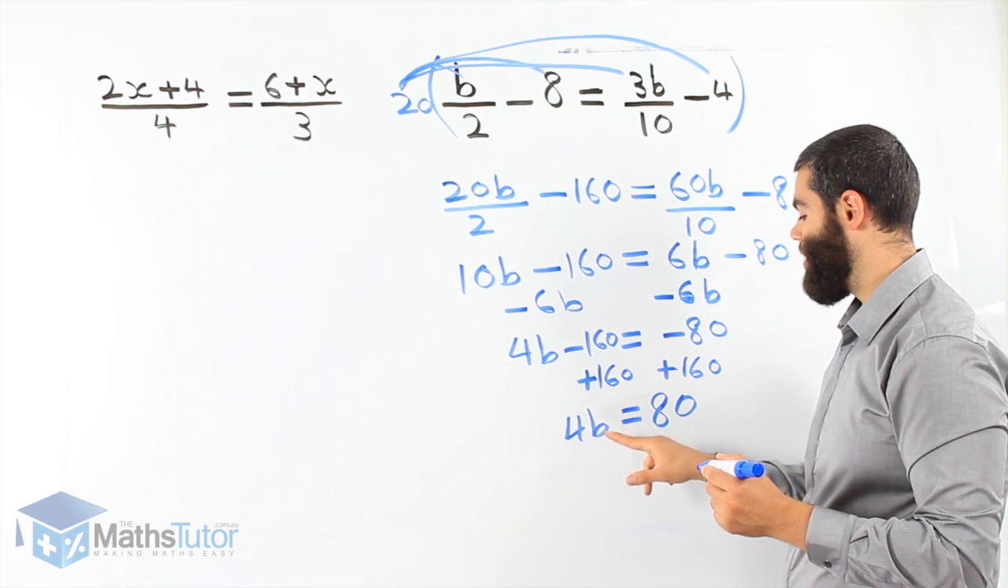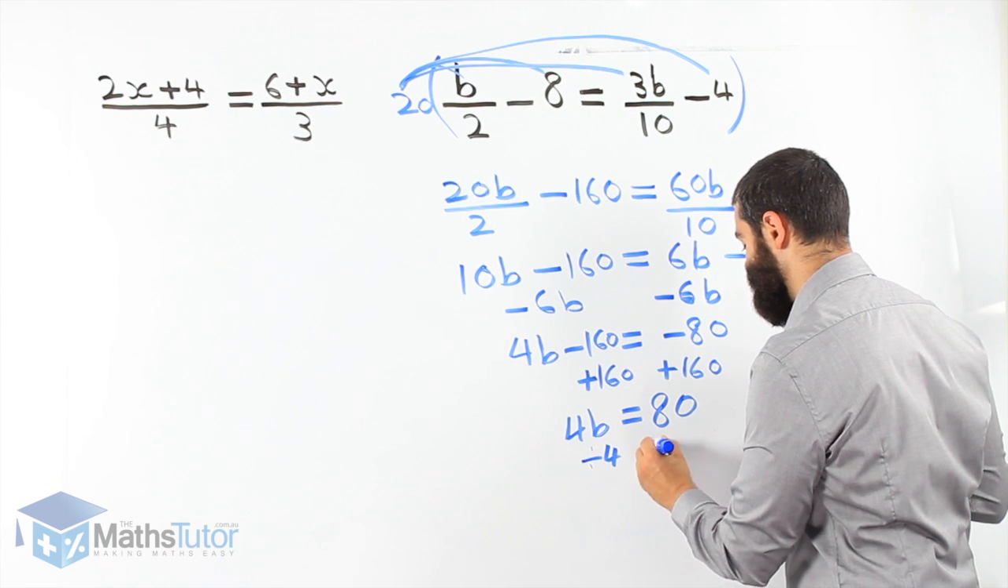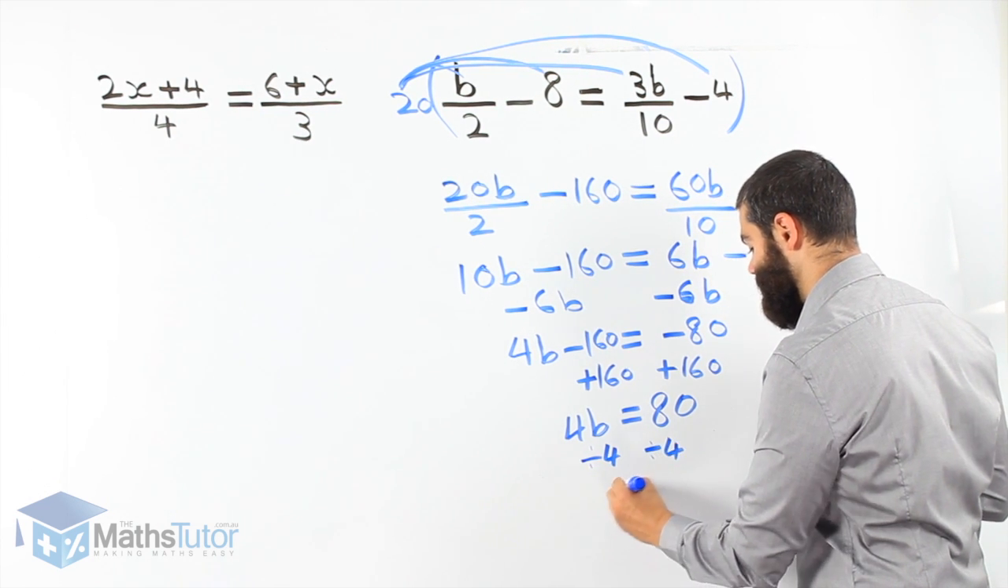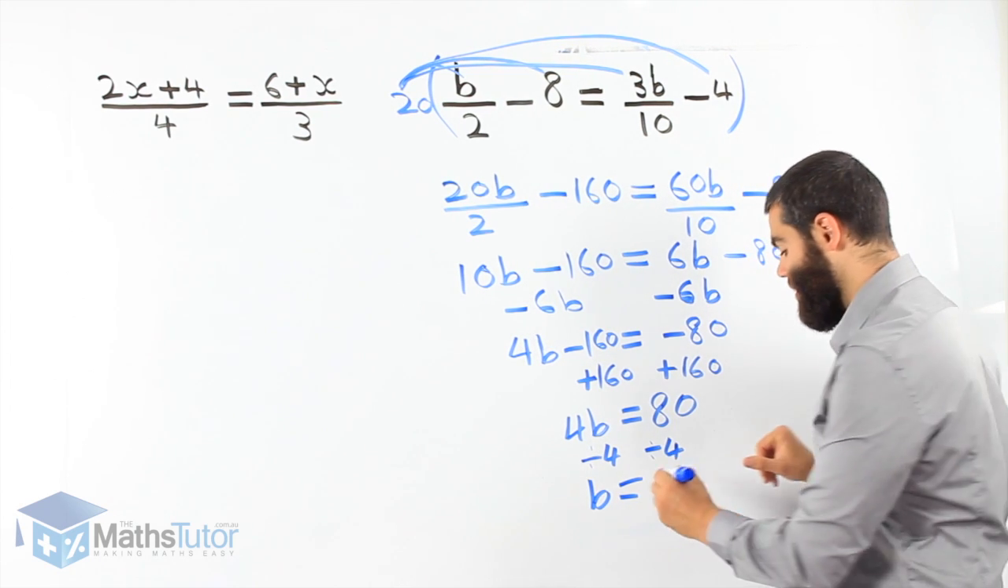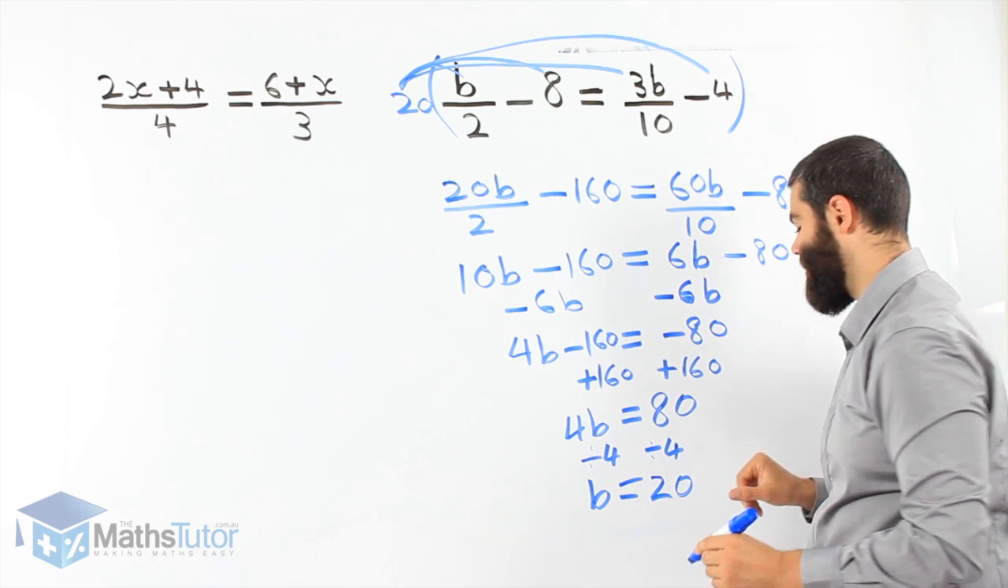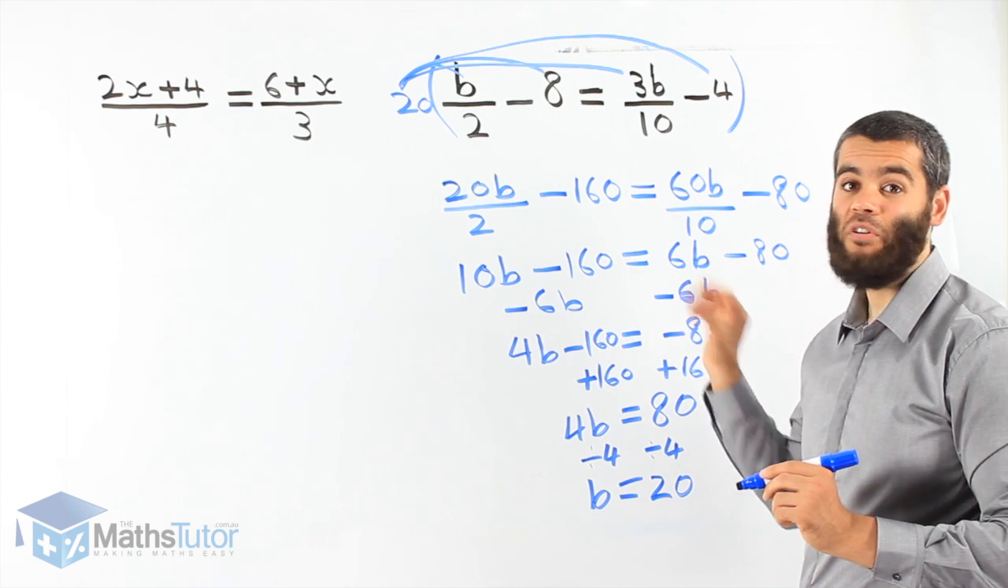Now 4b is 4 times b. Divide by 4 and divide by 4. b, 80 divided by 4 is simply 20. So b equals 20. That's our final answer. This one was a long one.